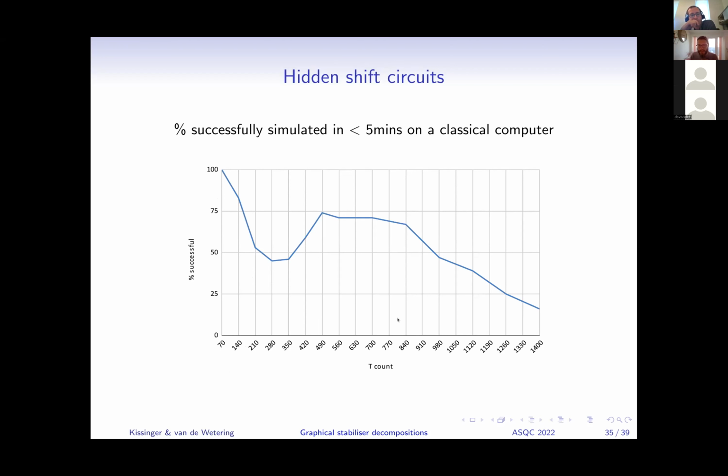The hidden shift circuits, which is what I showed you the demo of, so now these are structured circuits, not random circuits, performed much better. So here's the T counts down here. And again, we initially started 100% successful, but here we're starting at a T count of 70. And you see that we're actually managing to simulate some circuits, about 8% of them, up to a T count of 1400. Okay, so here we're simulating a circuit with 50 qubits and 1400 T gates, which is about 20 times as big as this approach has ever been applied to circuits before.